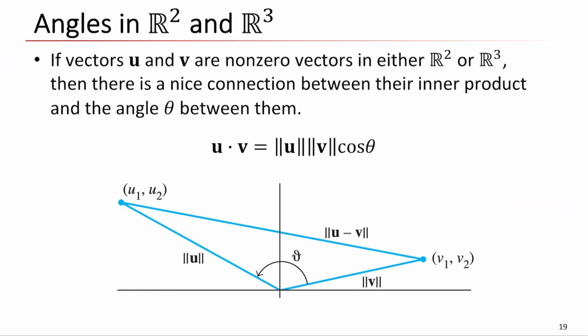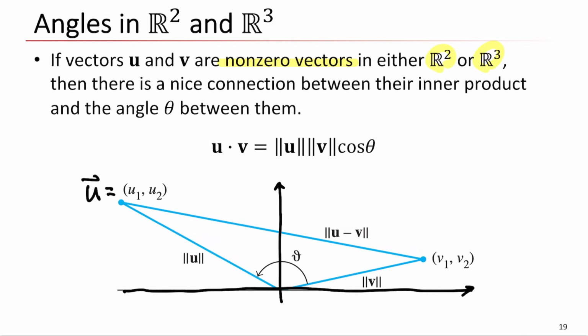Okay, here's the last one. If the vectors u and v are non-zero vectors in either R2 or R3 space, let's just think about R2 space because it is easier to understand. Then there is a nice connection between their inner product and angle. So let's see this example. Let's think about the 2D space, something like this. Let's say we have two arbitrary vectors.